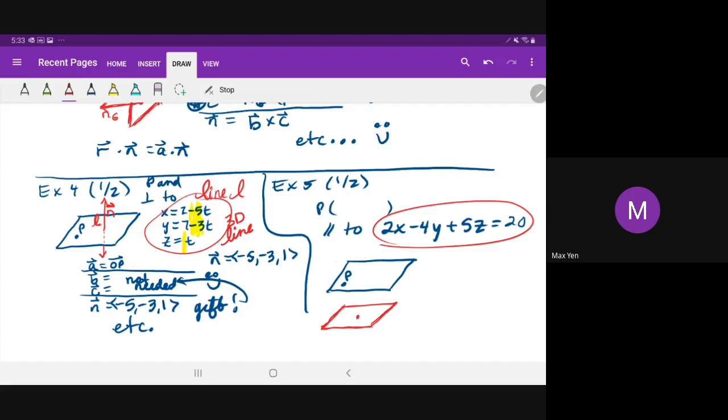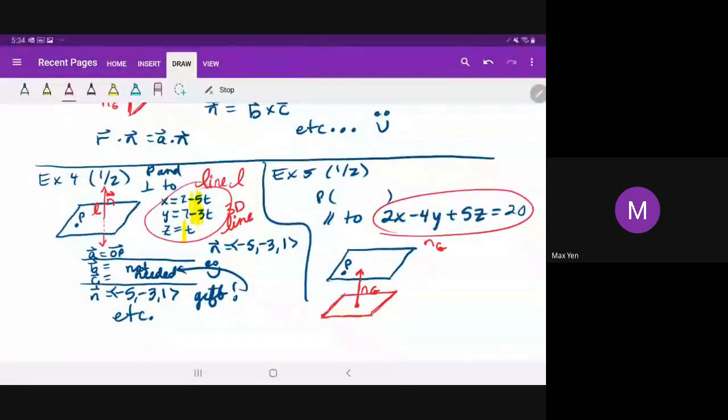Okay, so that's my given plane, right? So now every plane comes with a stick. Okay, so plane on a stick. So that's N. I'm going to call that N given. So that's my N given. And my N given is what? It's 2, -4, 5. It's weird because it says parallel.